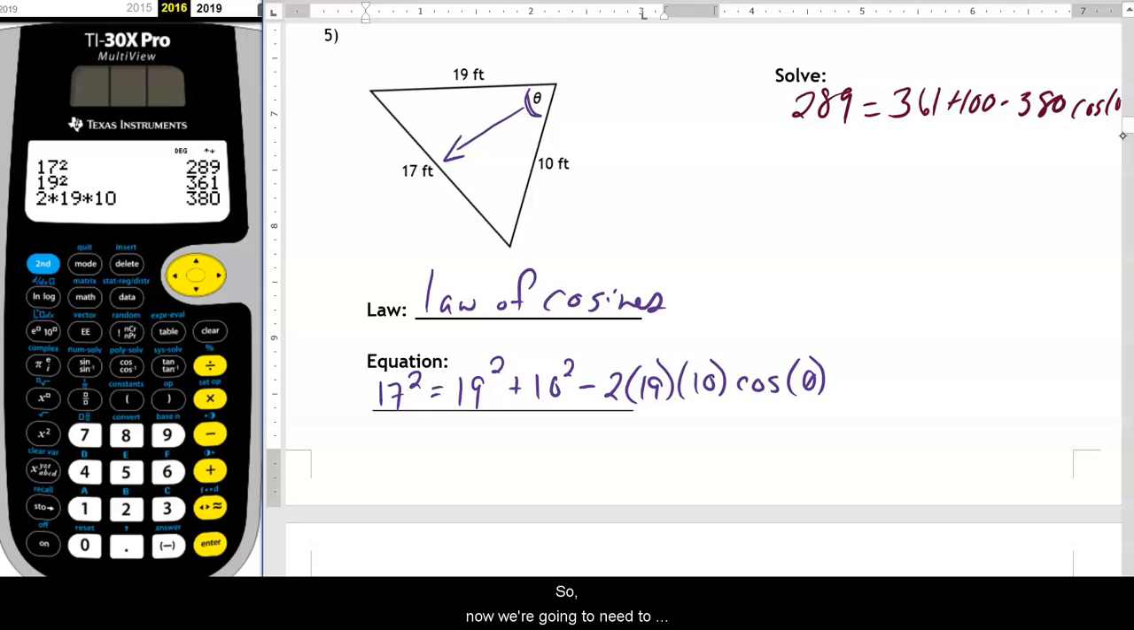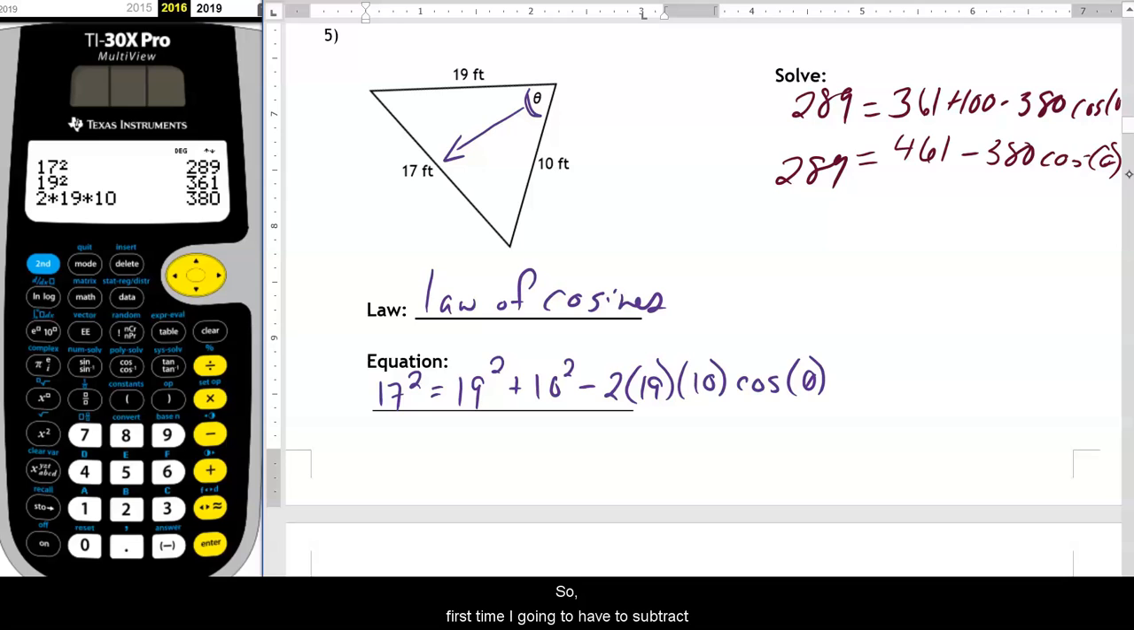So now we're going to need to do some combining. We can go ahead and combine the 361 and the 100. We can add those together. We cannot add the 380 in with that because the 380 is being multiplied by the cosine. So 361 plus 100 would be 461 minus 380 times cosine theta equals 289. Now our goal is to get that theta by itself.